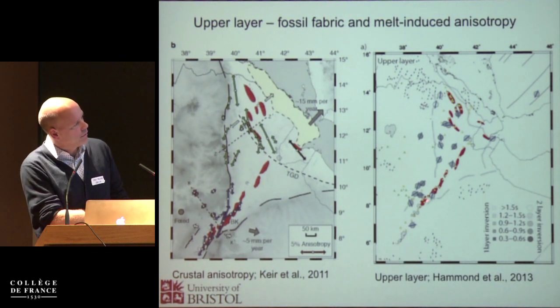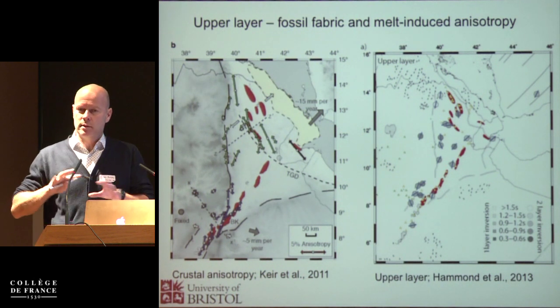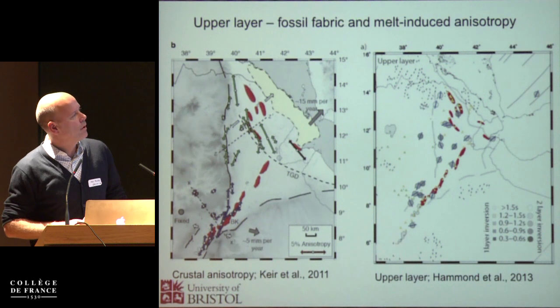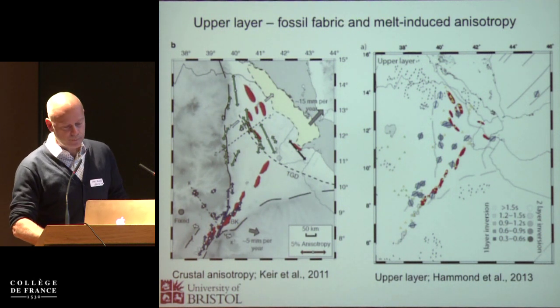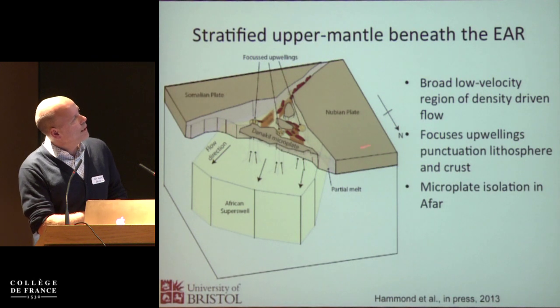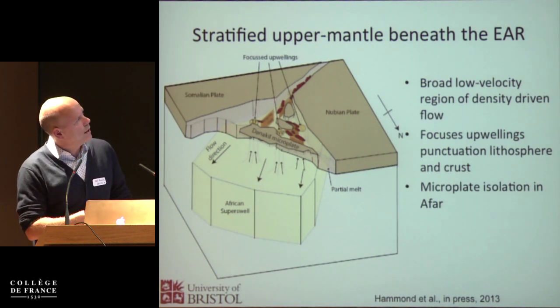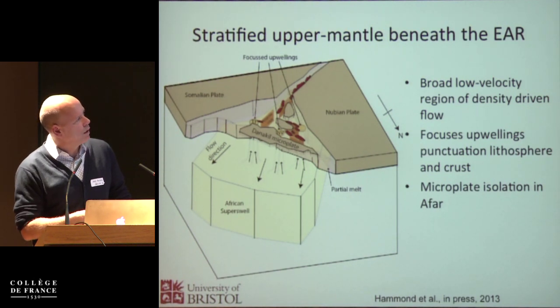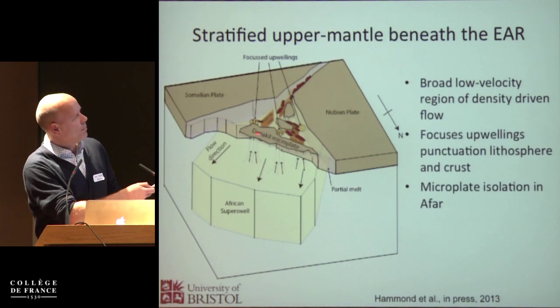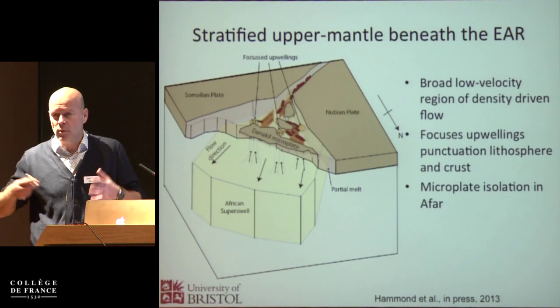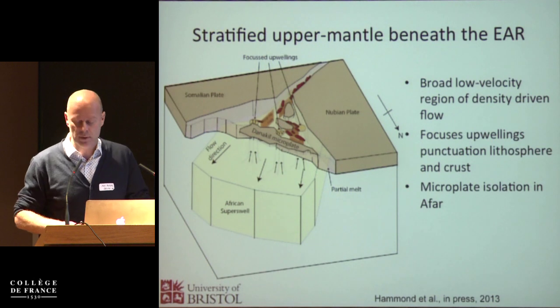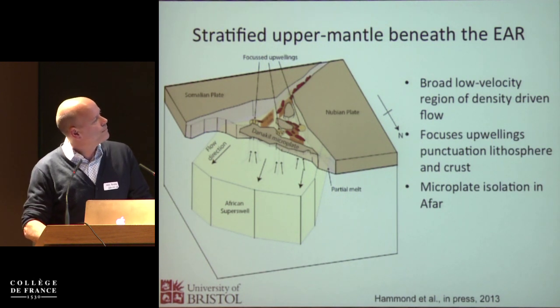And these are the results from the topography. And we see lots of variations. In the main Ethiopian rift, it primarily aligns with the magmatic segments, but as you move into Afar, it becomes a lot more complicated, suggesting a mosaic or a patchwork of slivers that are left behind. And so, as a result, what you're looking at is a really stratified upper mantle beneath the East African rift. We've got a broad, low-velocity region of density-driven flow, and then we've got these focused upwellings that are punctuating the lithosphere and crust, and we're getting this microplate isolation like the Danakil, which presumably is going to be eventually something like the Seychelles, where it's been drifting around in the new ocean.